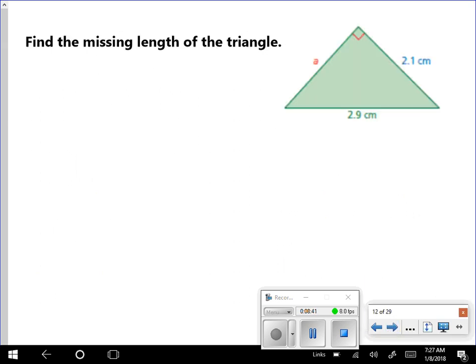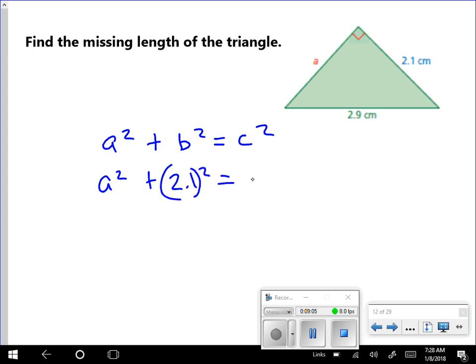This one looks a little different. So instead of looking for C, we're looking for a leg. So we're going to do the same thing. We're just going to have to work a little bit more to get A alone. So we have A squared. We don't know what A is. B is going to be the other one that makes up the right angle. So 2.1 squared. And then C is going to be across from the right angle, 2.9 squared.